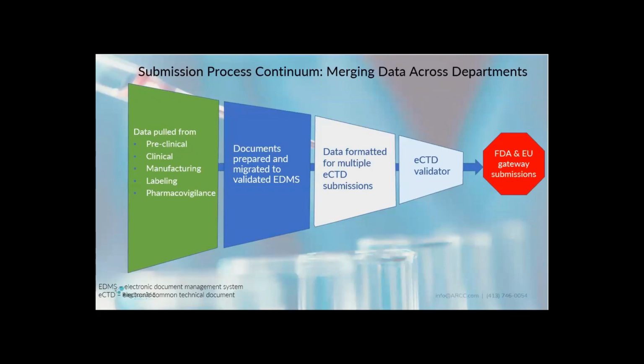The eCTD validator will actually go through and look at every link and verify that there are no dangling links and that there are documents there for each of the links, so that when it gets to the FDA gateway, they know that it's going to pass through, because that's the same validation step that's part of the gateway. That's why it's so important to understand where your data is and to label it correctly and use that from the very start to the very end.